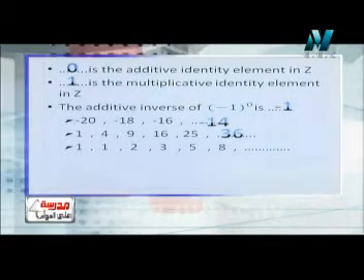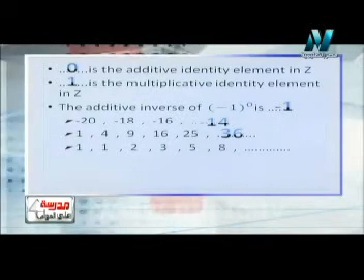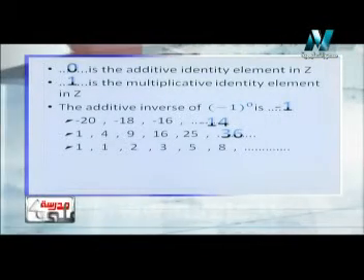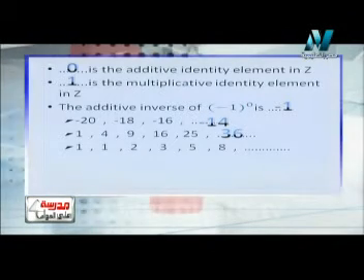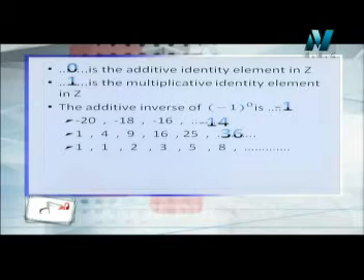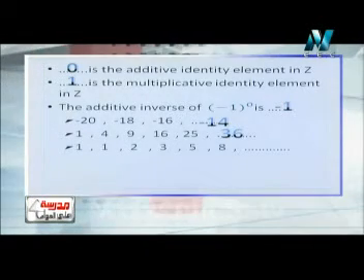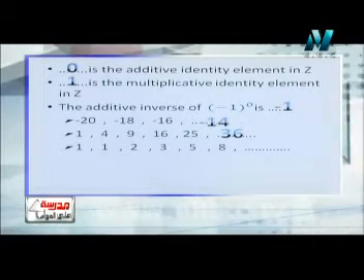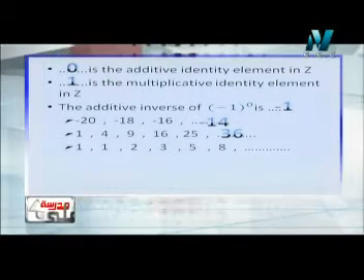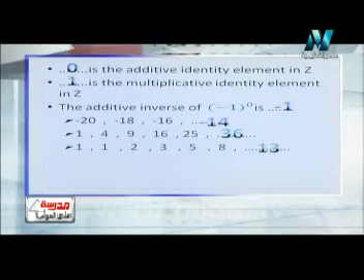1, 1, 2, 3, 5, 8. What is the next number? Firstly, we will add the first two numbers. 1 plus 1 equal 2. 1 plus 2 equal 3. 2 plus 3 equal 5, and so on. And the last one, 5 plus 8 equal 13.